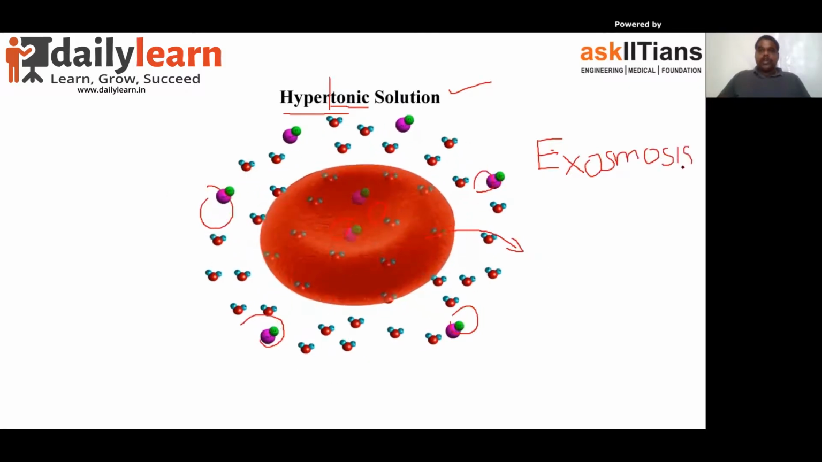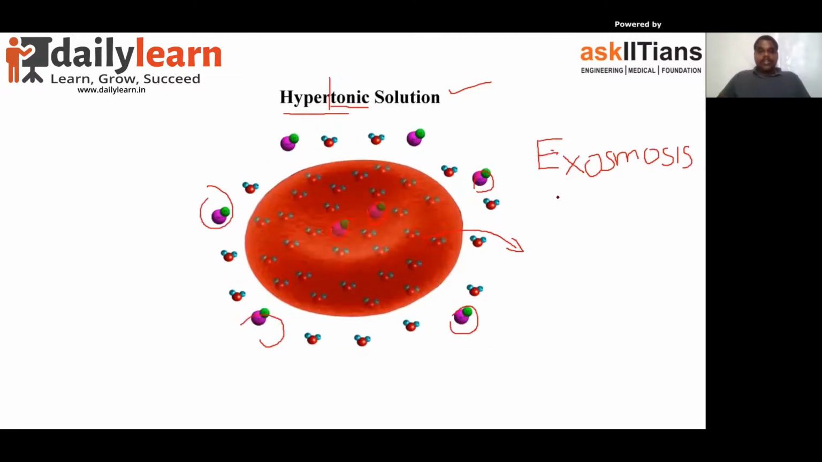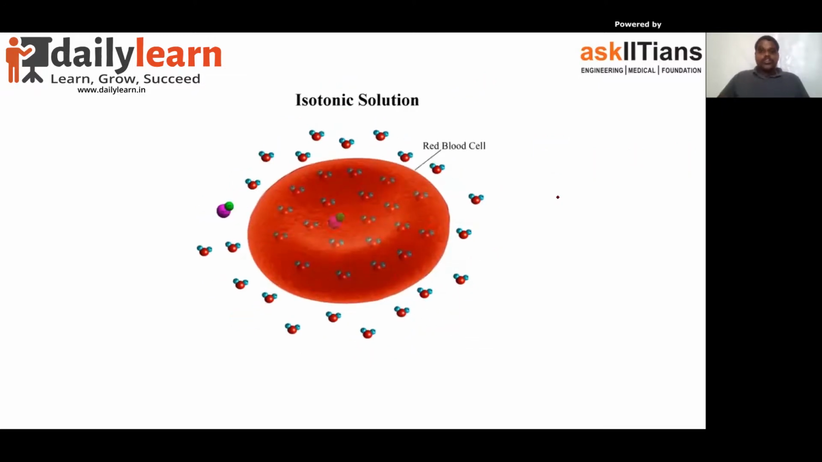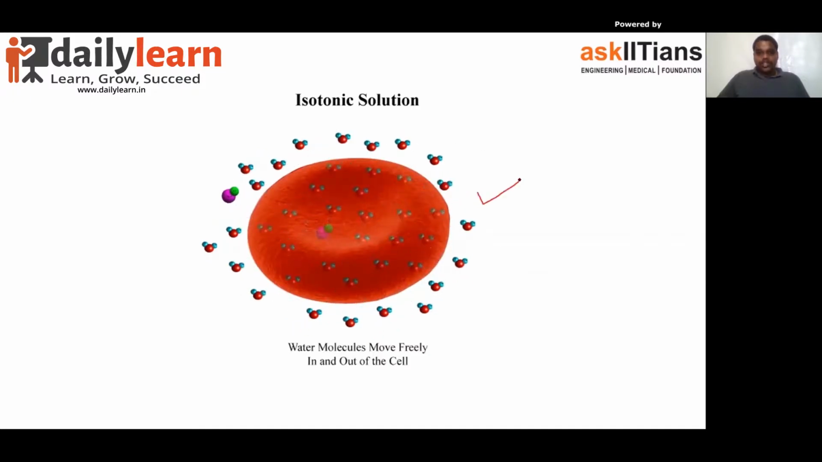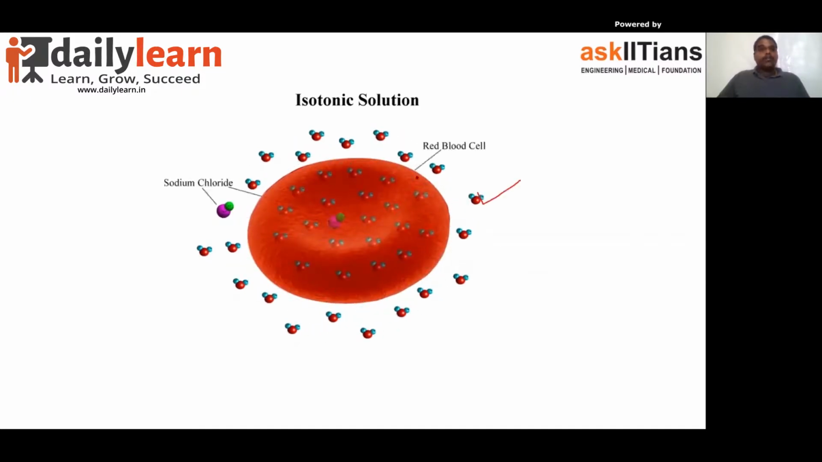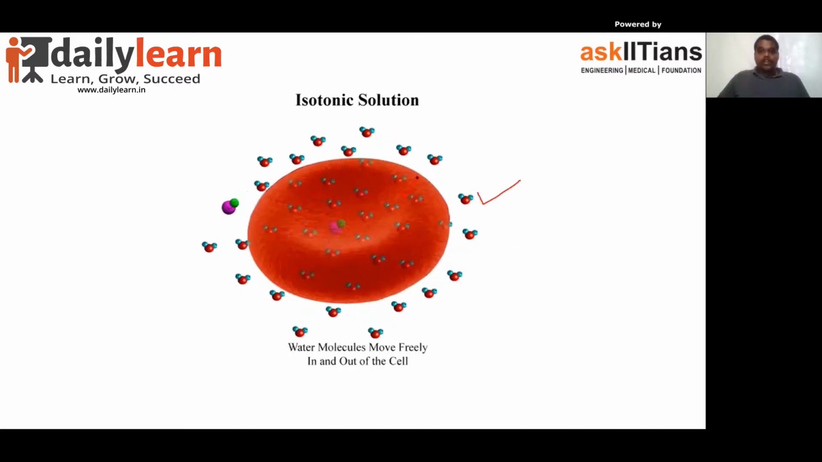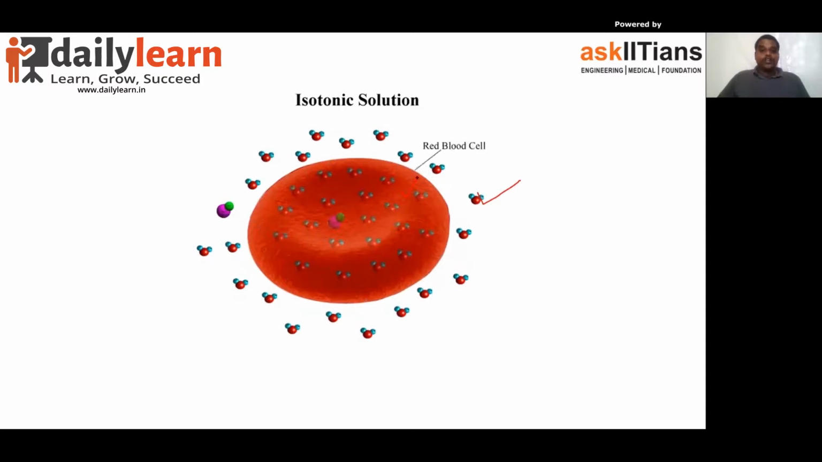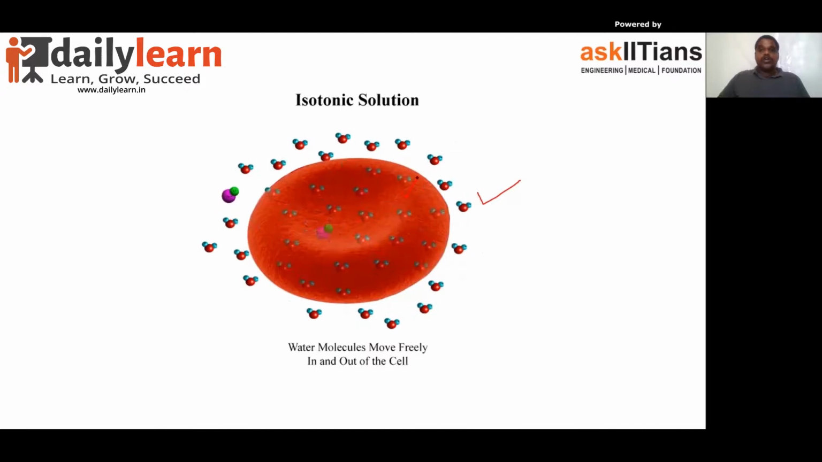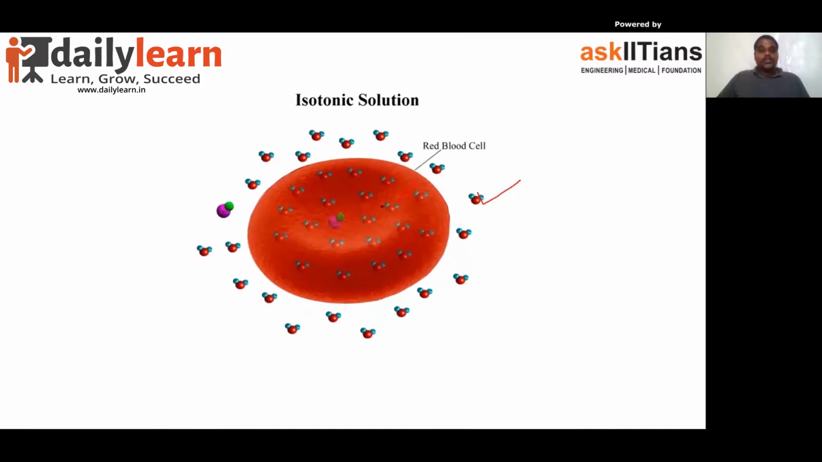Continuing with the next one, we have isotonic solution, where the concentration between the outside solution and the inside liquid of the cell is the same. Will there be exchange of materials? Yes, but there will not be any net movement. There will not be any noticeable change in the inside content of the cell or the outside solution. That is why it is called isotonic. There is no net movement seen.